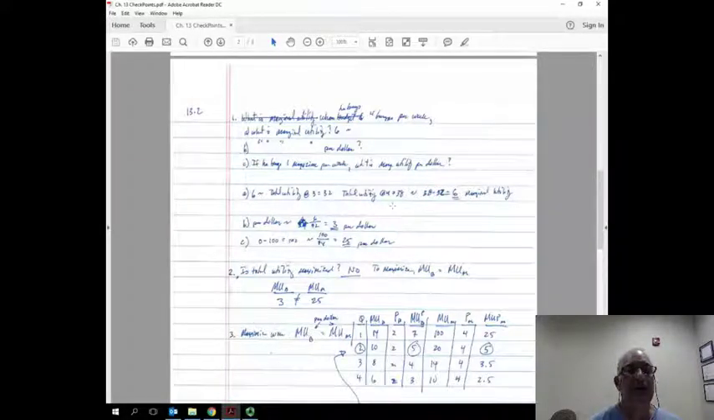Okay. Second, ask for the marginal utility per dollar. So we just take the marginal utility and divide it by the price of $2, and that gives us 3 per dollar. Marginal utility per dollar is 3. And then what else does it ask?